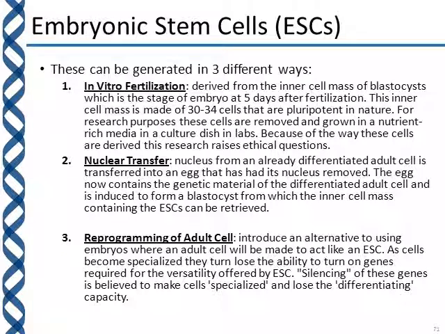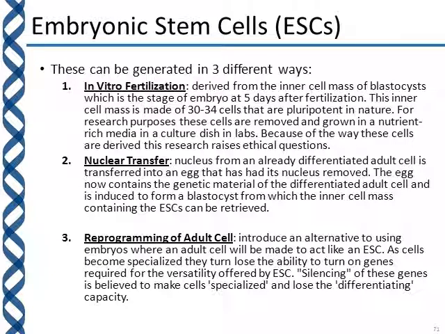Second method is nuclear transfer. The nucleus from an already differentiated adult cell is transferred into an egg that has had its nucleus removed. The egg now contains the genetic material of the differentiated adult cell and is induced to form a blastocyst from which the inner cell mass containing the embryonic stem cells can be retrieved.